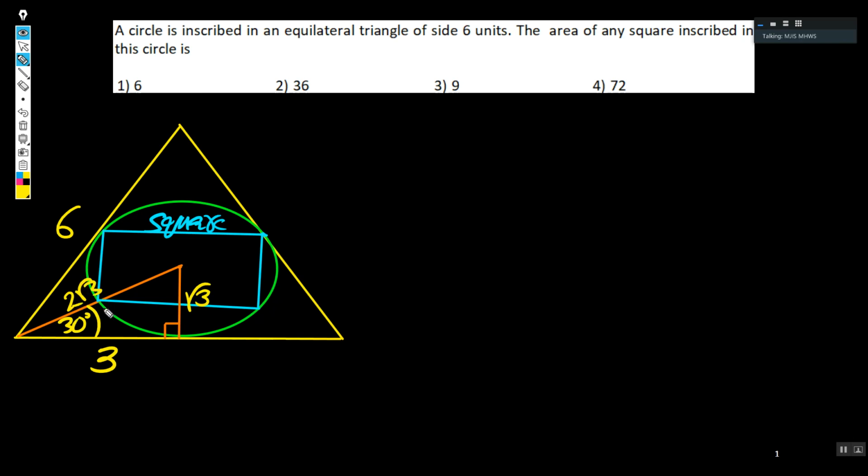Similarity, from here similarity, you can make use of similar triangles, but any other method is also fine. If you know this length, it will be done. The circle radius is not given to us, we have to find it.